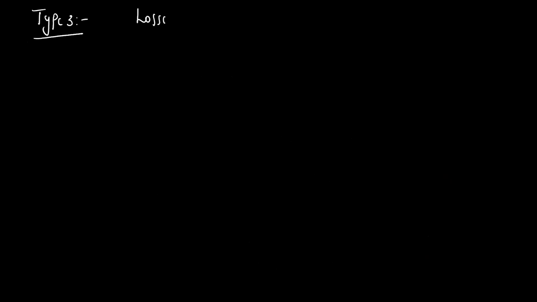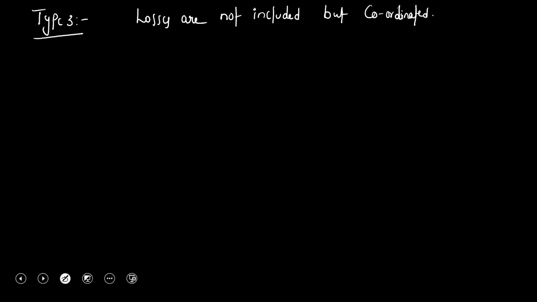losses are not included but coordinated. We don't include the losses, but we have to coordinate them. Then in this case, what is the condition? Tell me what can be the condition. Summation of Pi, i equals 1 to n, will be equal to PD, because we need not include the losses, only demand.